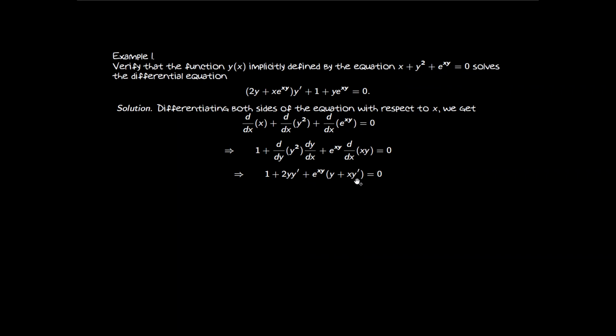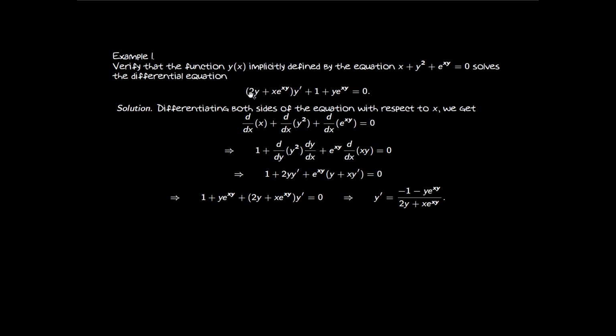By this means, we get the y prime in the equation, and you can just use algebra to isolate y prime. First, we combine the y prime terms. You get 2y and x times e to the xy, so in total (2y plus x times e to the xy) times y prime. For the other terms, you also combine them. You get 1 plus y times e to the xy. Then you move these two terms to the other side. You get negative 1 minus y times e to the xy, divided by the coefficient 2y plus x times e to the xy. That will be the expression for y prime.